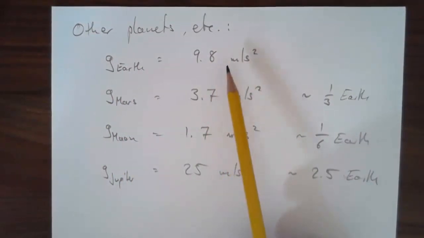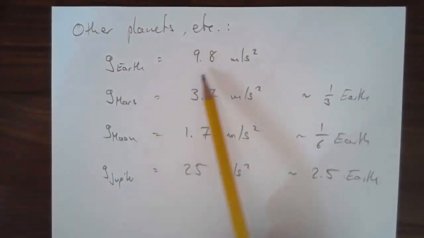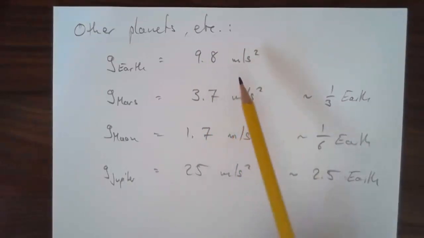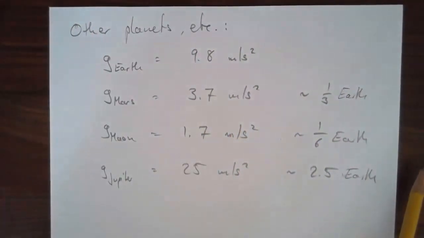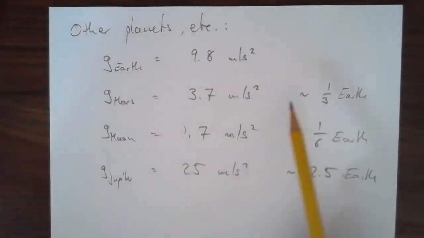And if it doesn't tell you otherwise, you can safely assume that a scenario happens on Earth, right? If I'm saying a car drives over a cliff, we're going to assume it's on Earth unless we're told otherwise. I think that's a fairly safe assumption. So on Earth, 9.8, approximately 10.